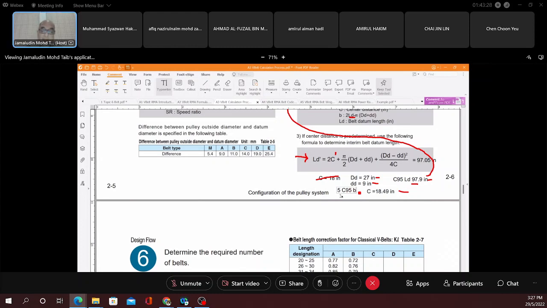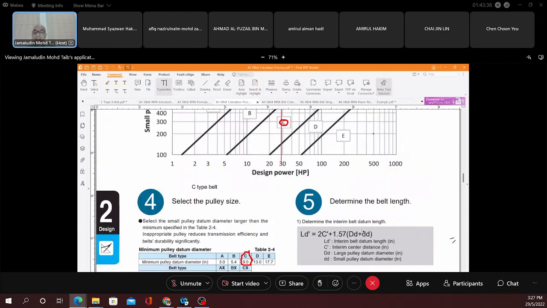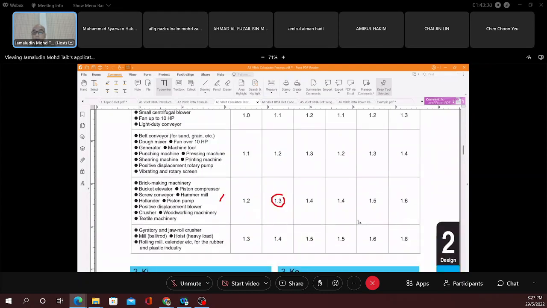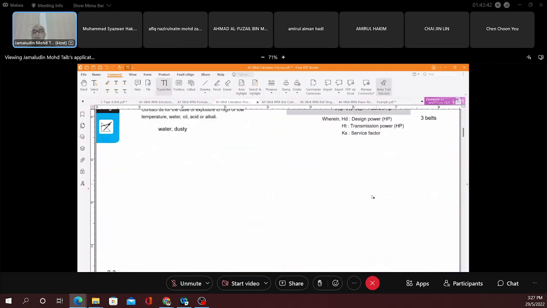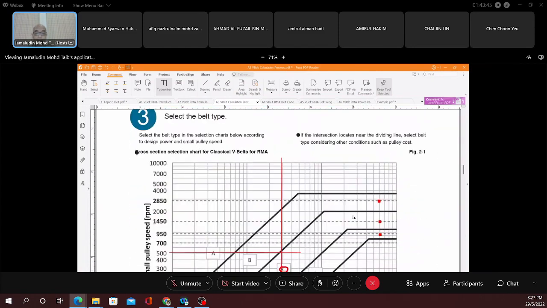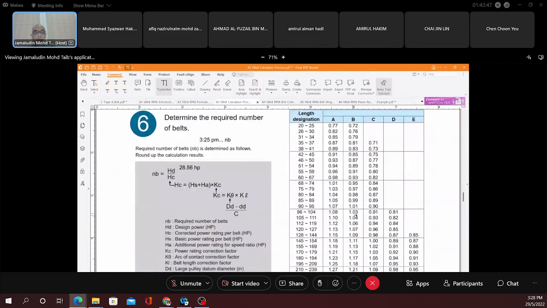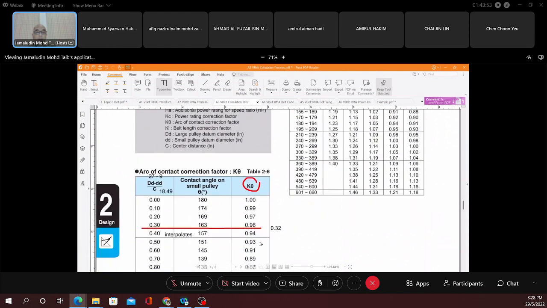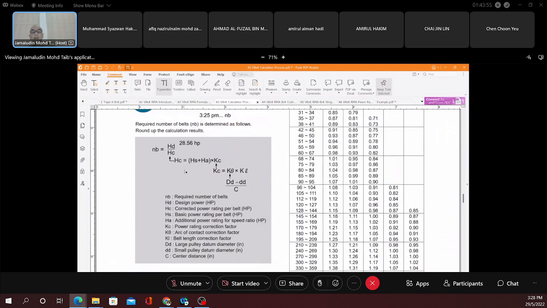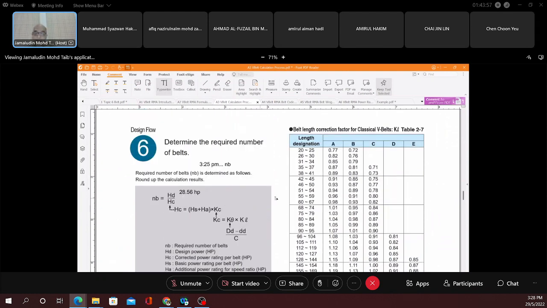5 C95 belts. That means you have to have 5 in order to carry the load of 28.56. Okay, that will be 5. All right, that's it done. Then we got that value. We got the 5 here. I think the design of the belt is fine.